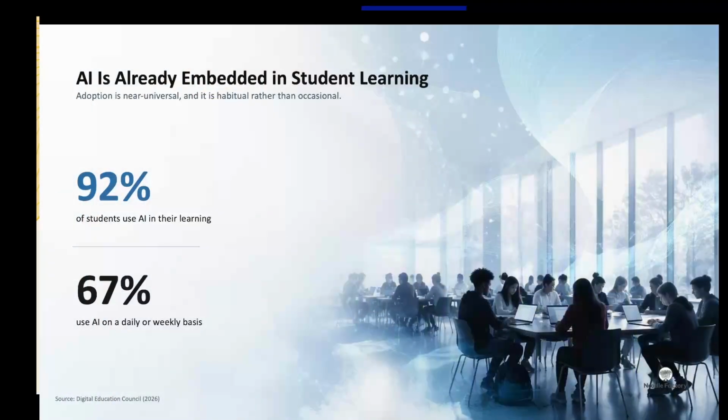So, all that being considered, what I want to do today is ask you a slightly different question. If we know AI is in your classroom, let me show you these numbers that come from some fairly recent research at the Digital Education Council. 92% of students are already using AI in their learning, and 67% of those students are using AI on a daily or weekly basis. So we know that this is the case, isn't it? It's not a question of if, it's how often and for what purpose the students are using AI.